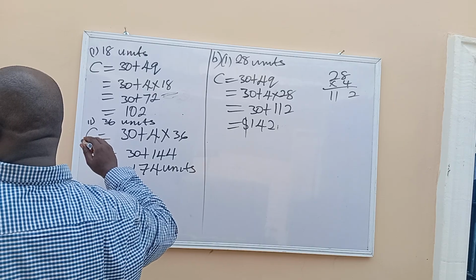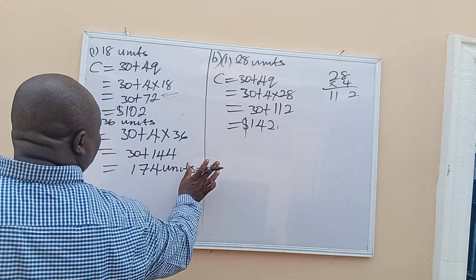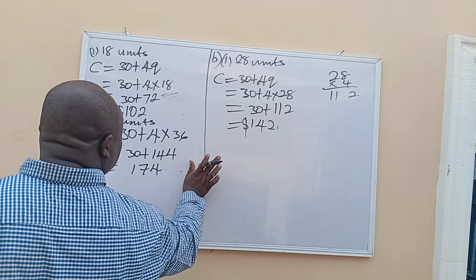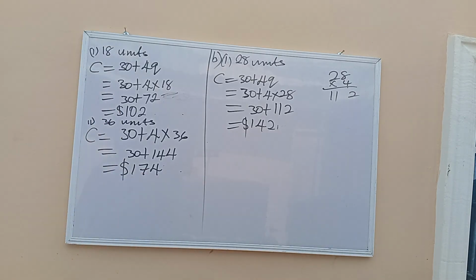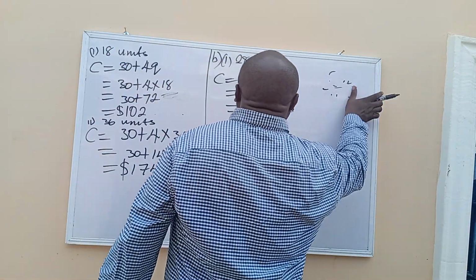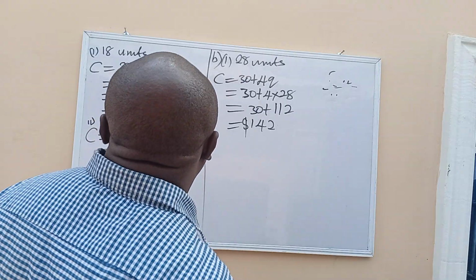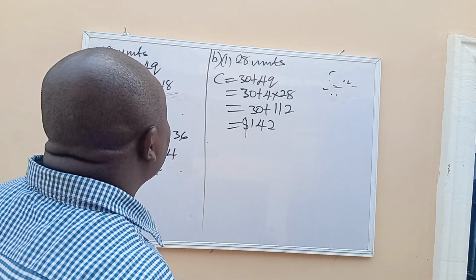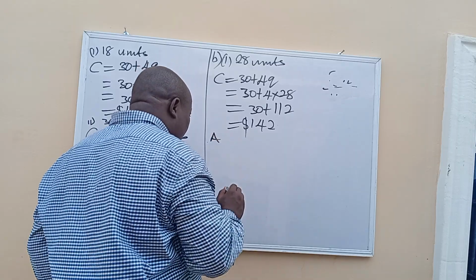Look at the question again. It's not in units. It was a mistake. So, this should be what? In dollars. Okay? Now, this is the total cost for producing 28 units. Now, the question says, what is the average what?